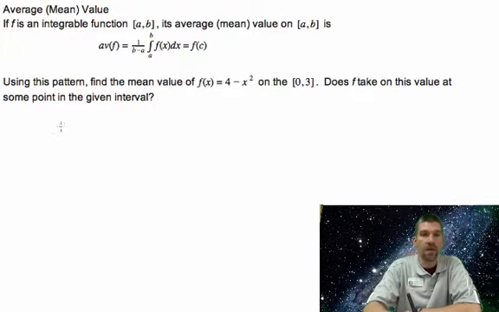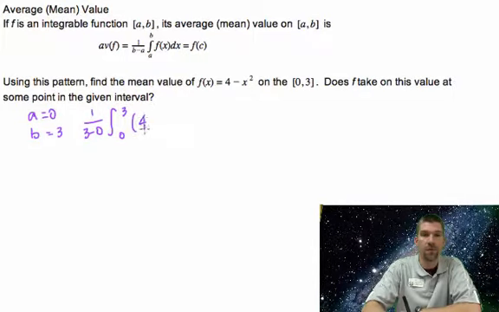So what are we talking about? Well, if a is equal to 0 and b is equal to 3, we're talking about 1 over 3 minus 0 times the integral from 0 to 3 of 4 minus x squared dx.